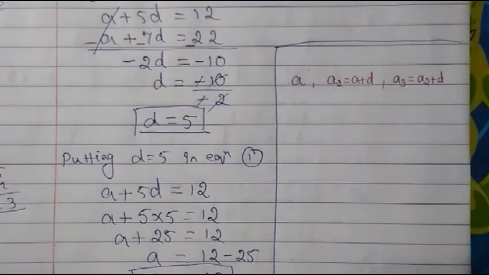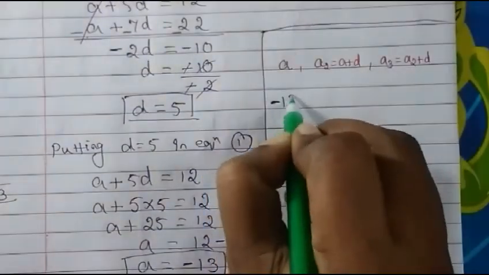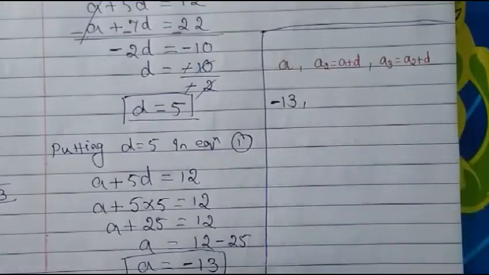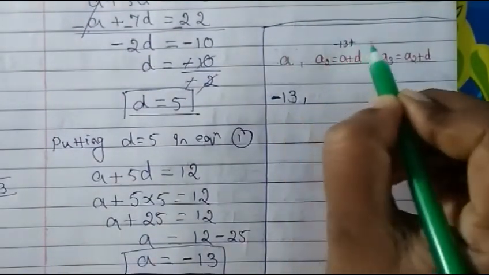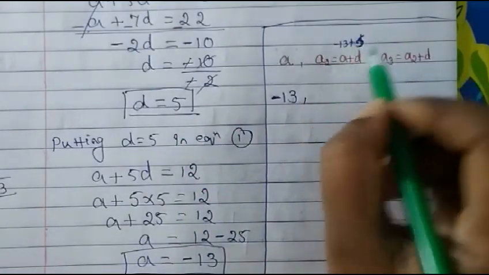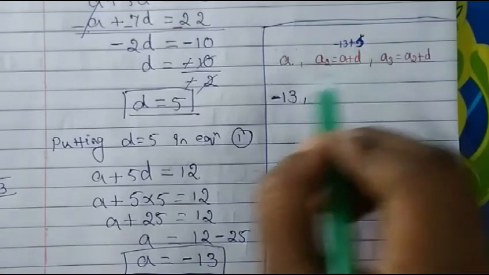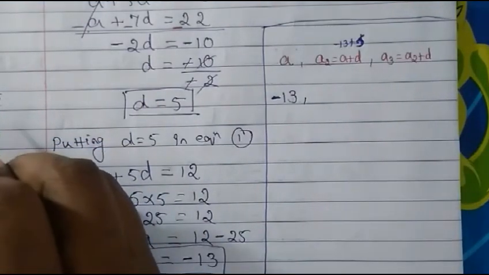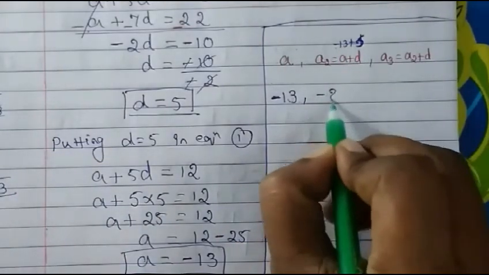So a is what? A we found out, minus 13. Now a2 to get, what do we have to do? A plus d. So a is what here? Minus 13. So a will be minus 13 plus d is what? 5. So minus 13 plus 5 will give us a2. So minus 13 and 5 will give us what? From 13 you minus 5, that will give us 8. But then the biggest number is minus, so it will be minus 8.